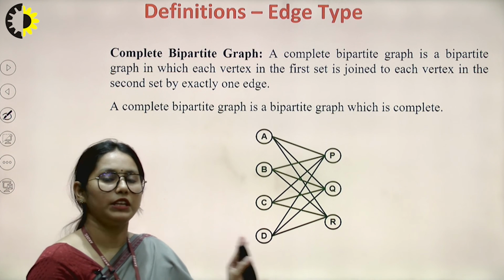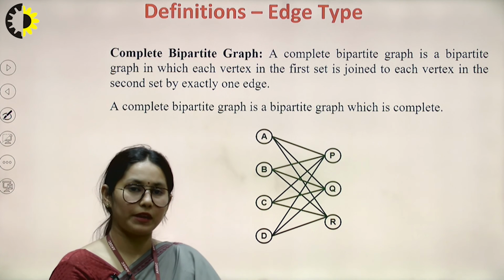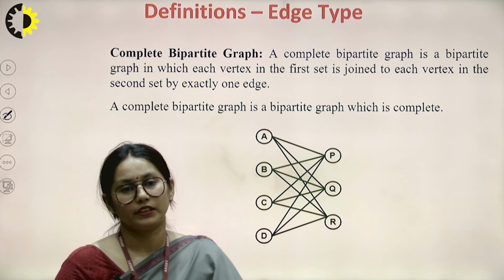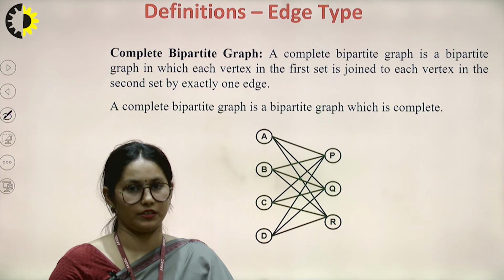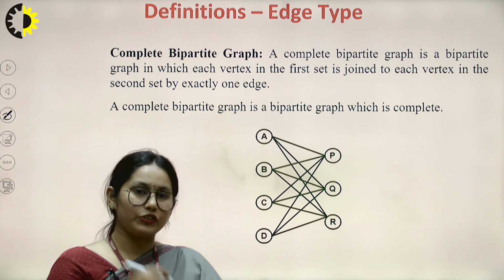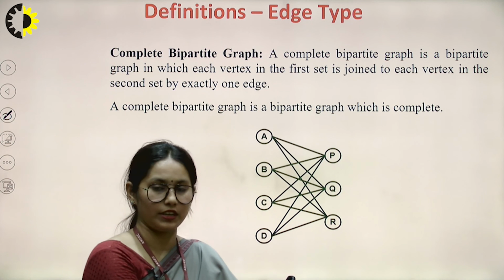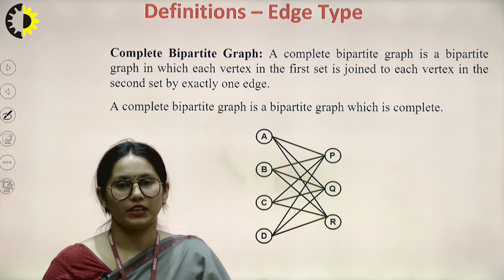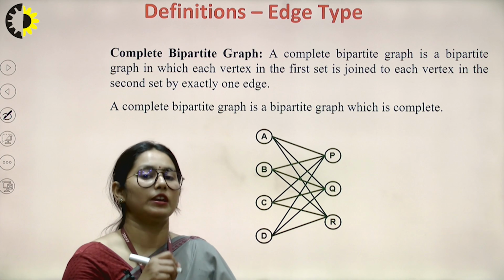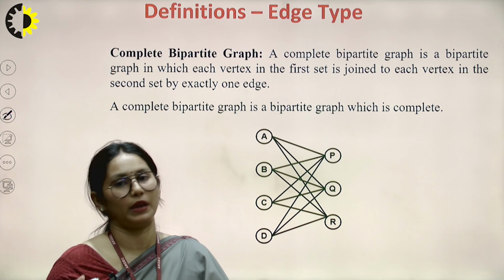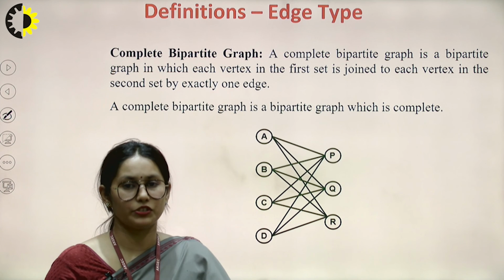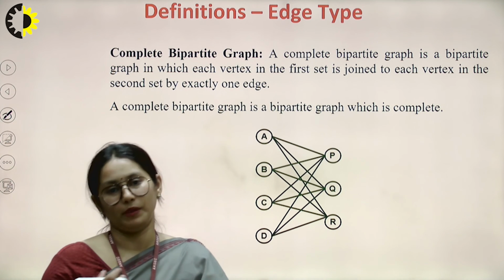Now what is a complete bipartite graph? A complete bipartite graph is also a bipartite graph. You are again dividing your graph into 2 sets, but what is the difference? In a complete bipartite graph, each and every vertex of your first set is connected to each and every vertex of your other set. It means you have to create a complete graph as well as a bipartition. So there is a merging of your complete graph and your bipartite graph.